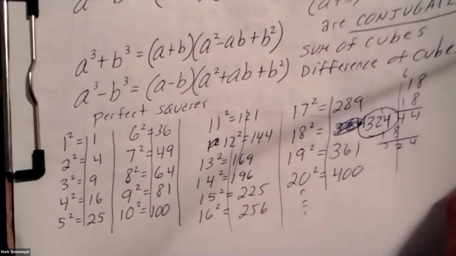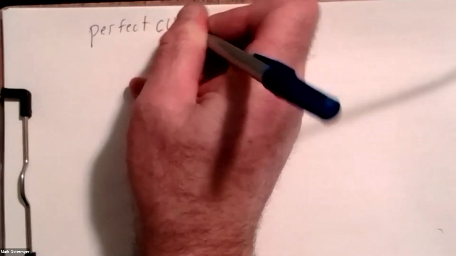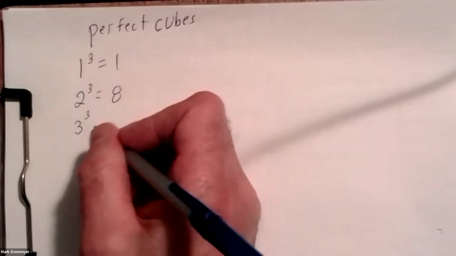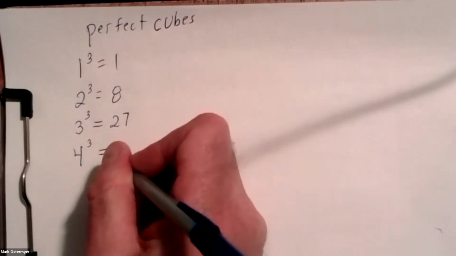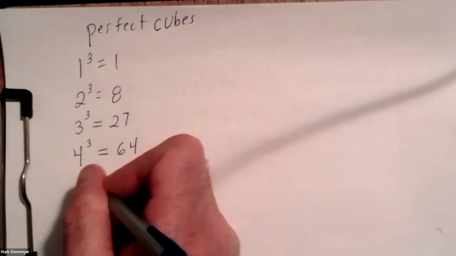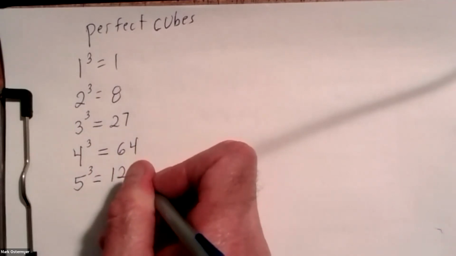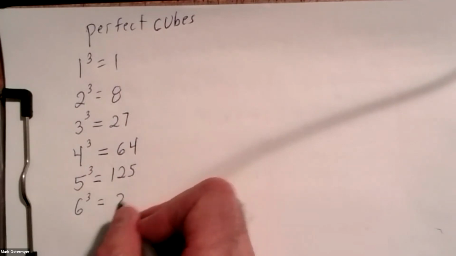Now, some perfect cubes that exist. What's the perfect cube of 1? 1. The perfect cube of 2 is 2 times 2 times 2, or 8. 3 cubed, 3 times 3 times 3, is 27. 4 cubed, 4 times 4 is 16, times 4 is 64. 5 cubed, 5 times 5 is 25, times 5 is 125. 6 cubed, 6 times 6 is 36, times 6 is 216.